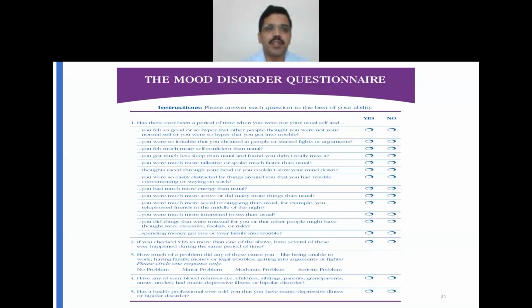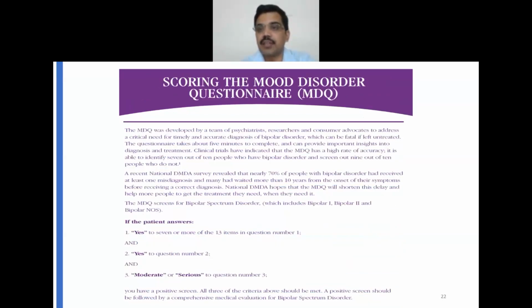This is the Mood Disorder Questionnaire. If you see, there are 3 items. Item 1 contains around 13 questions, out of which the patient qualifies for more than 7 questions. And in the second response, if the patient gives a yes response, then the chances that the patient is having bipolarity is more. We are dealing with more of a bipolar depression.